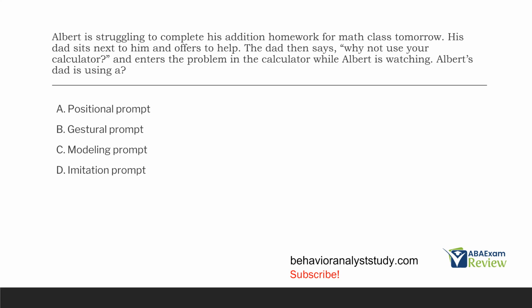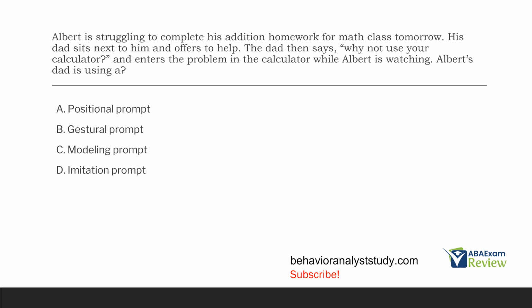Albert's dad has not done that. He hasn't repositioned the calculator closer to Albert, anything like that. B, gestural prompt. Gesture is point, show, indicate with body movements what response you want done. He hasn't done that either. What Albert's dad has done is modeled. Why not use your calculator? Modeled using the calculator, hopefully evoking the behavior of Albert going ahead and entering the problem himself into the calculator and using the calculator. So Albert's dad has used a modeling prompt, hoping that Albert will now imitate.